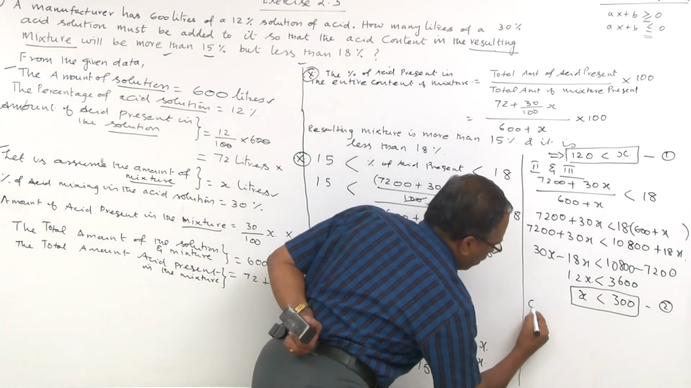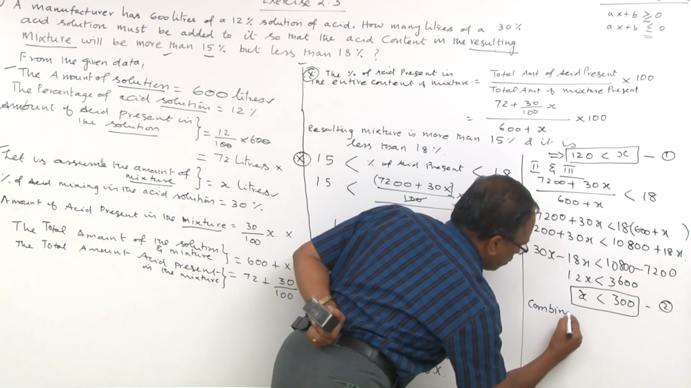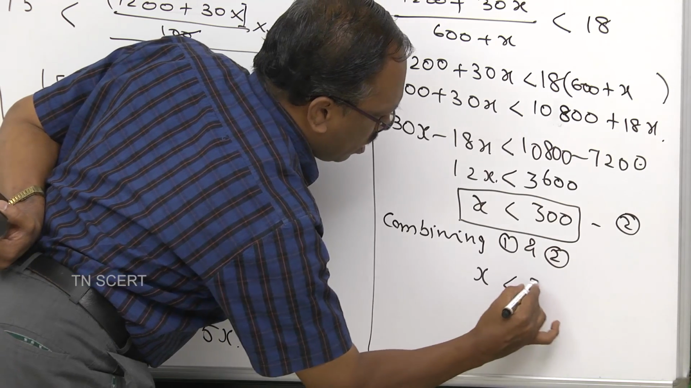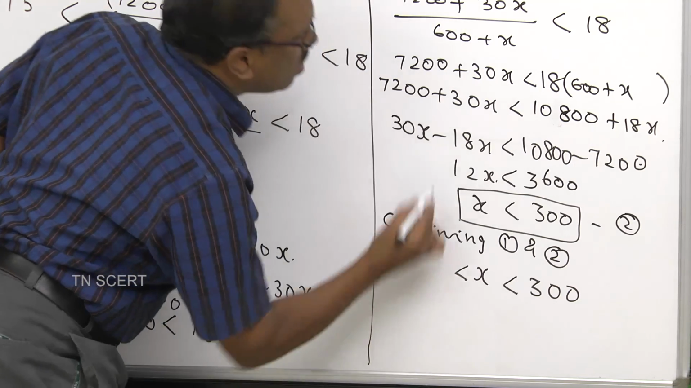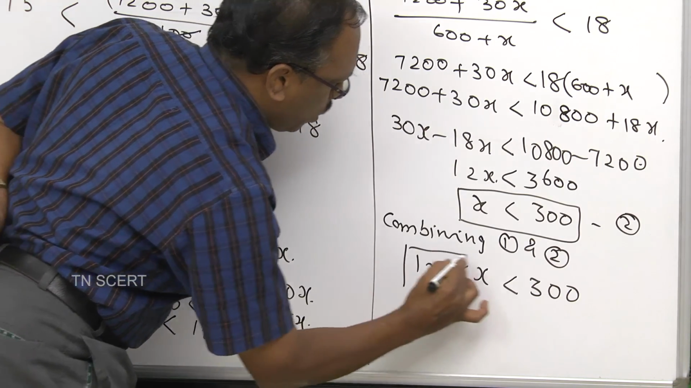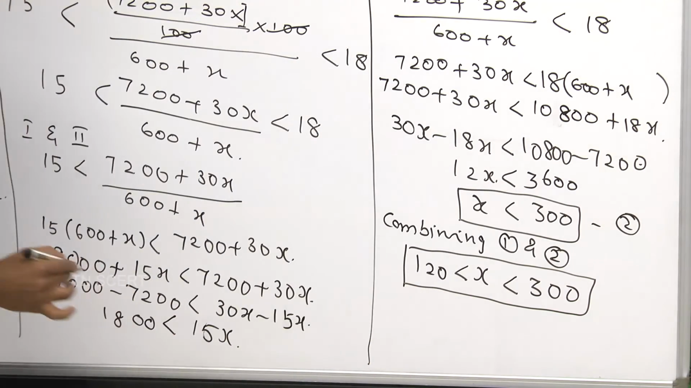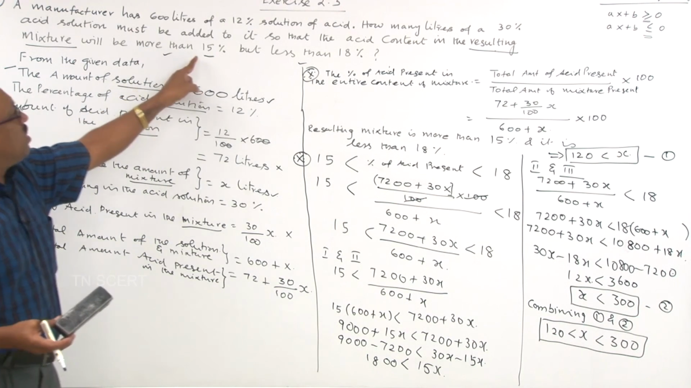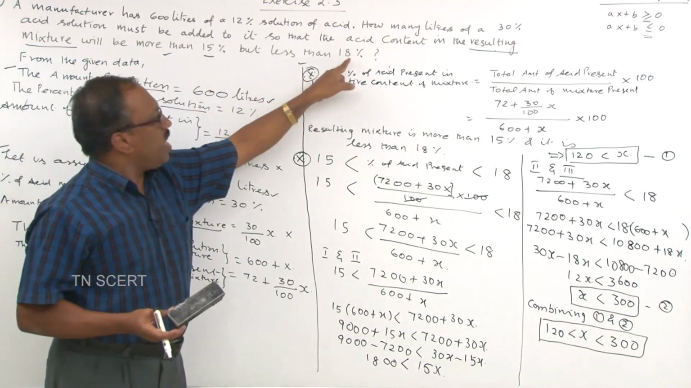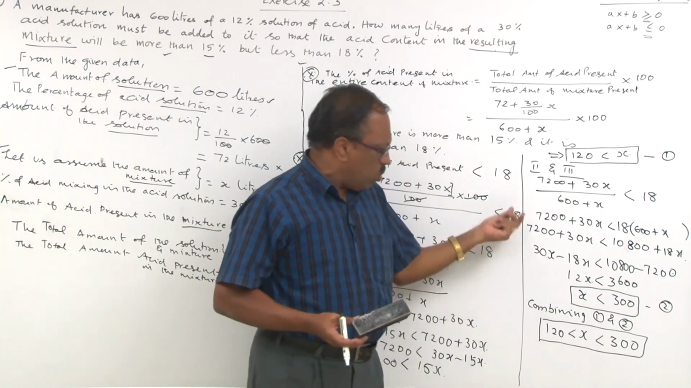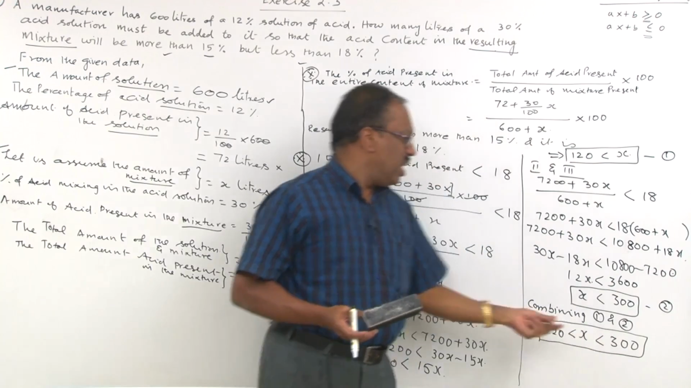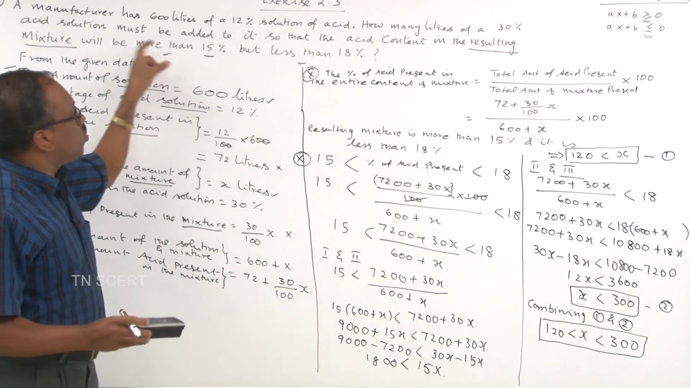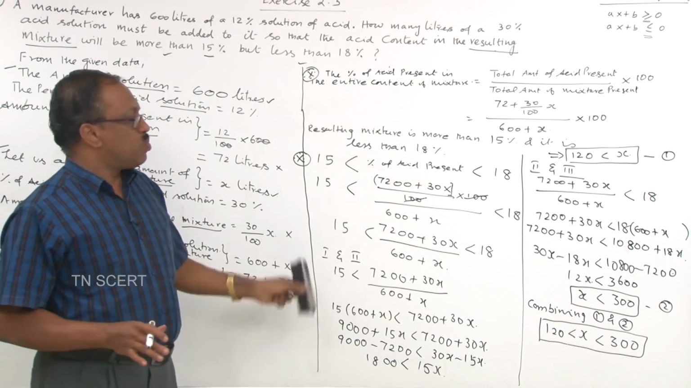By combining 1 and 2, what I am getting, x is between 120 and 300. It is between 120 and 300 liters of mixture of solution only within this percentage. So for the 15% and 18%, it should not be less than 120, it should not be more than 300 liters of the mixture solution that they prepared. This is what the question has given. With this the problem is solved.